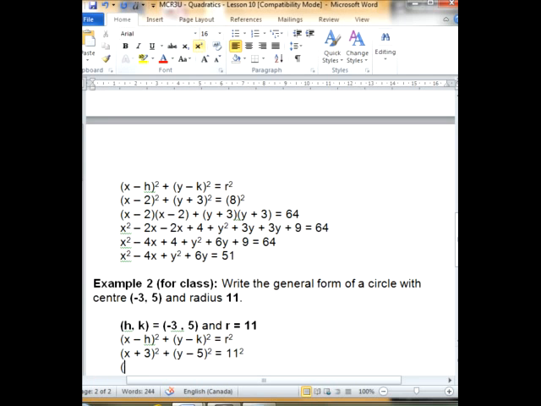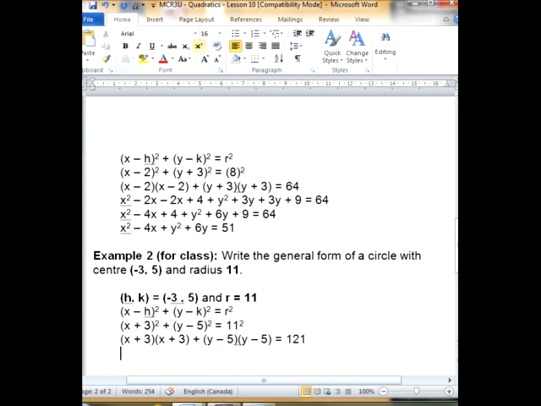Alright, now we'll let Wyatt redeem himself. x plus 3 squared is x plus 3, x plus 3. y minus 5 and y minus 5 equals 121. Keep going, Wyatt. Do it in 2 steps.